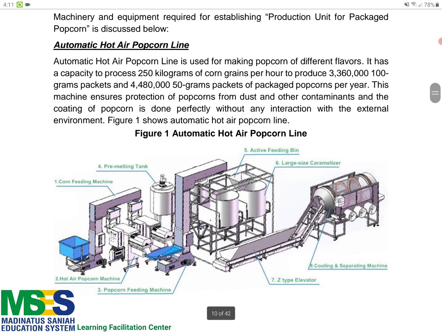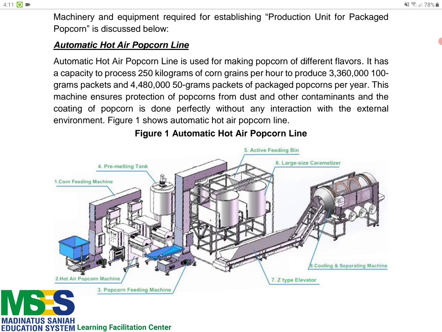It has a capacity to process 250 kilograms of popcorn grain per hour. So it's a big machine.